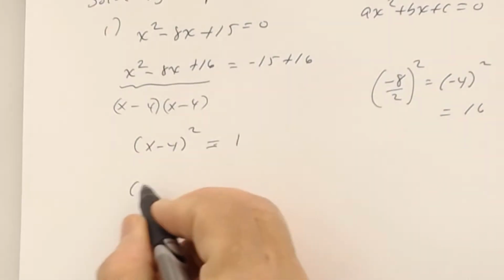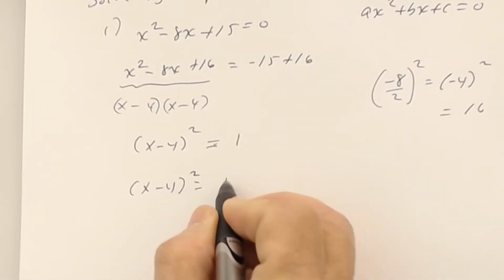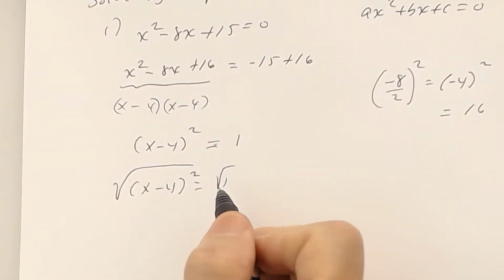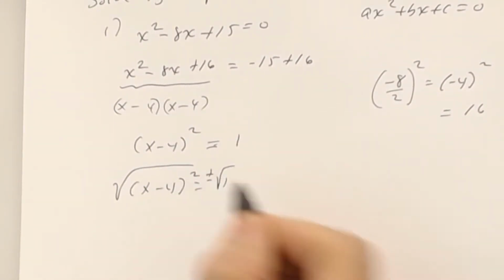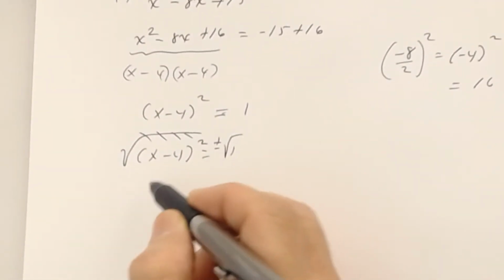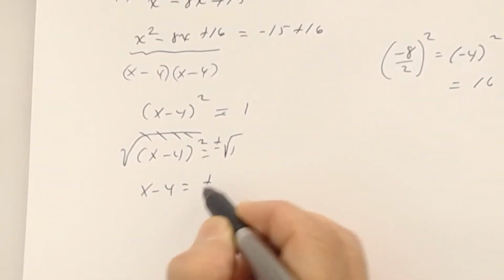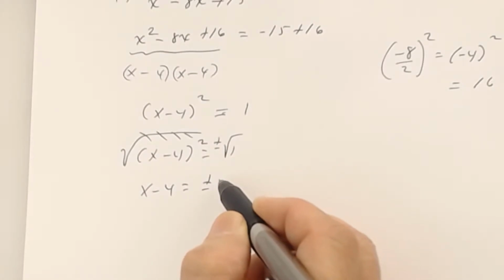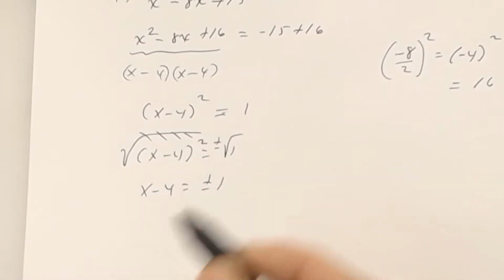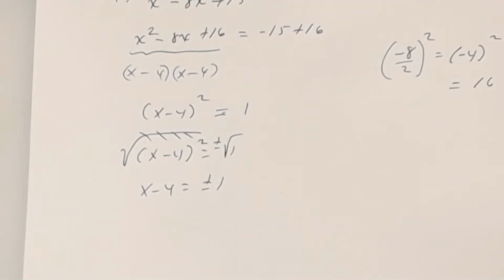So I'm going to go ahead and rewrite this over. I'm going to take the square root of both sides. And remember, when you take the square root of both sides, what else do you need to put? Plus or minus. And then remember, the square and the square root undo each other. So you get x minus 4 equals plus or minus. Okay, but square root of 1, you know what that is. What is that? It's 1. So the square root of 1, I ended up with a rational number, right?